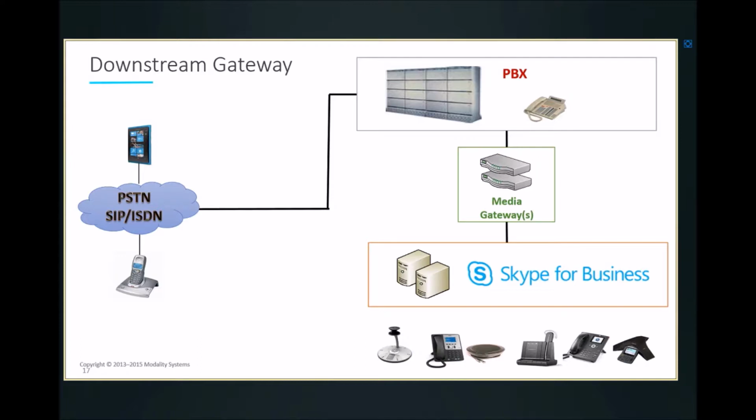We then get those calls, those go to the Skype for Business server, and outbound, our calls go from the Skype for Business server to our media gateways, to the PBX and to the PSTN. This is nice to start off with because we can't really negatively impact the PBX. So if we're starting a trial or doing a few hundred users, we can connect downstream without any risk to the PBX environment and still get voice calls from PBX users to Skype for Business users and Skype to PBX and Skype to PSTN and PSTN to Skype.